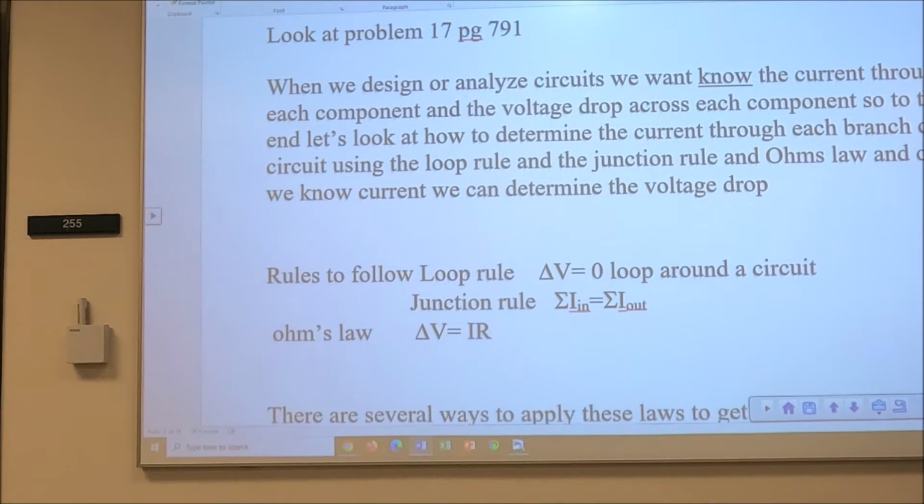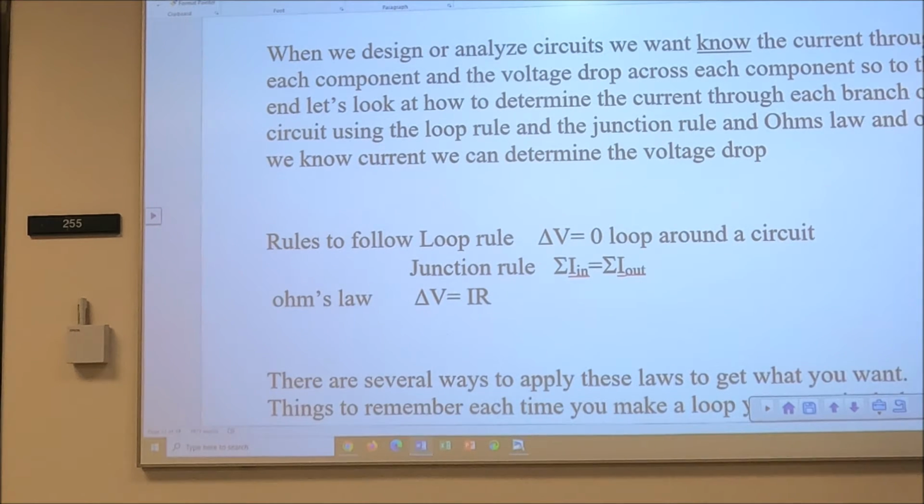Now, let's think about designing and analyzing circuits. You don't do as much of this as you used to, but you still need to be familiar with it. And when we're analyzing a circuit, what we're trying to do is not only figure out the potential drop across different components of the circuit, but what the current through different loops of the circuit will be. Okay? You're going to use the loop rule, the junction rule, and Ohm's law.